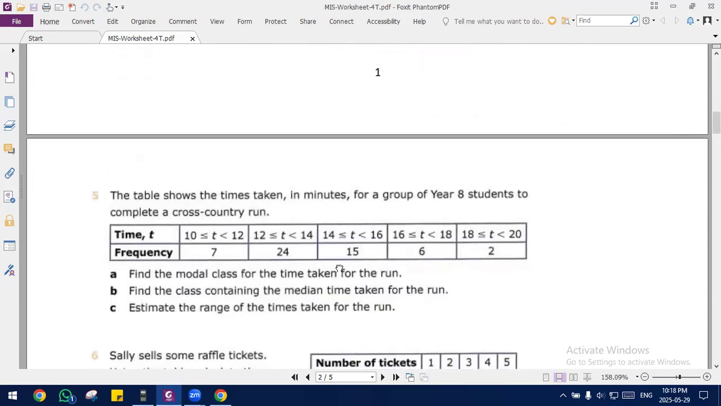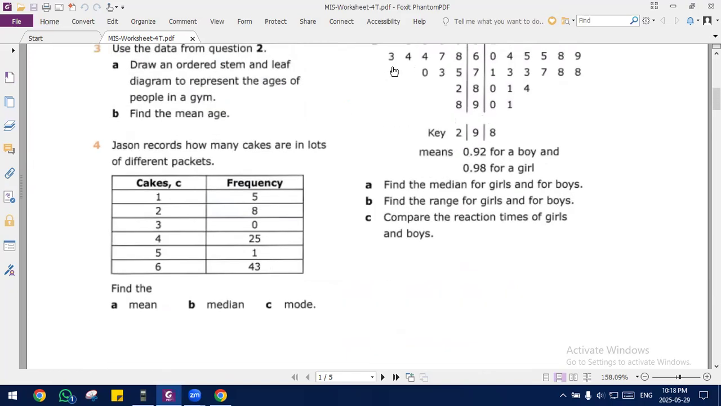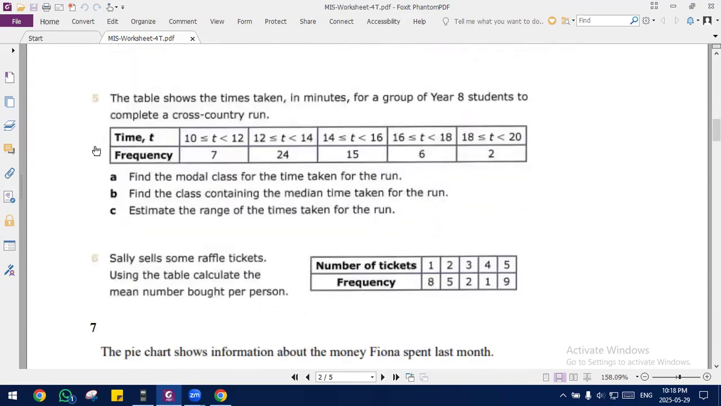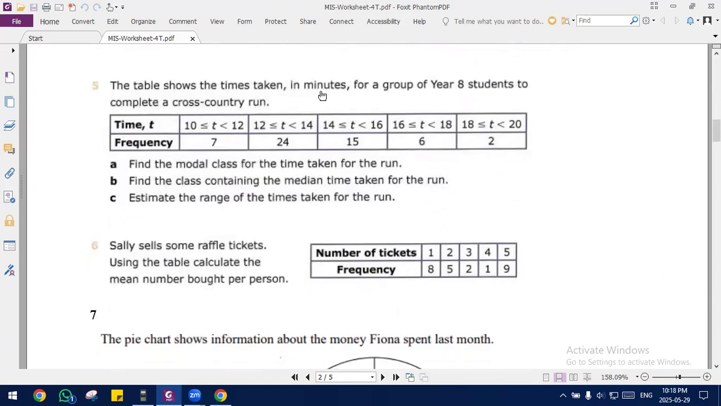Now, here some of the numbers are different. So regardless of the numbers, let's just solve the questions. The table shows the time taken in minutes for a group of year 8 students to complete a cross-country run. This means the time is greater than or equal to 10, less than 12 minutes. So we have 10, 11, but not 12.